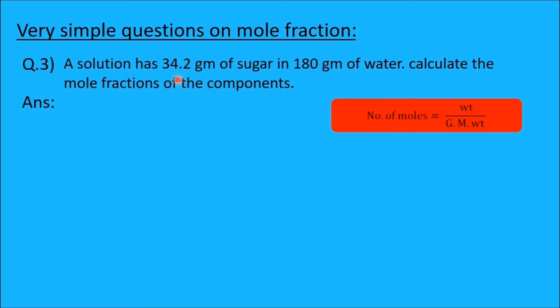a solution has 34.2 grams of sugar and 180 grams of water. Calculate the mole fractions of the components. How to get the number of moles? How to convert this weight using molecular weight? You know this expression, weight by molecular weight, when weight is taken in grams. N1 is 34.2 divided by 342. What is 342 here? Molecular weight of sugar. What do you get? 0.1 moles.